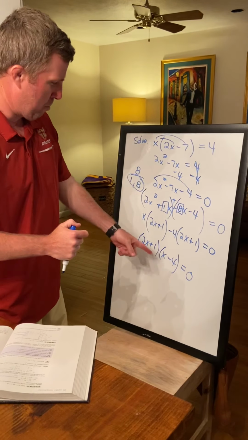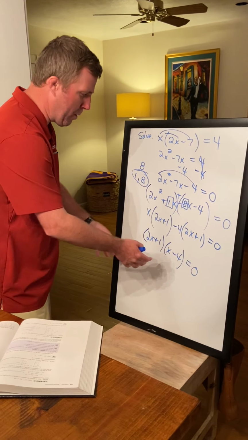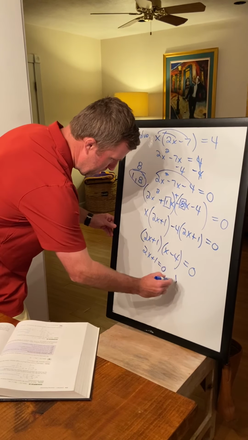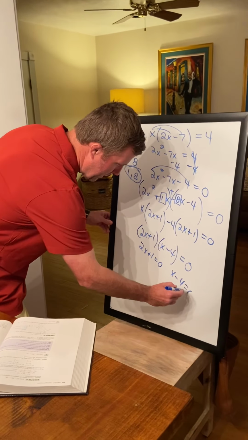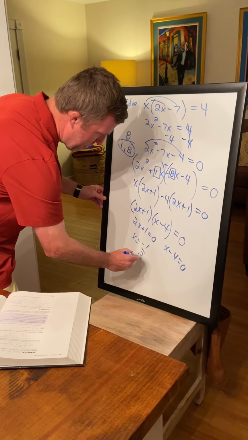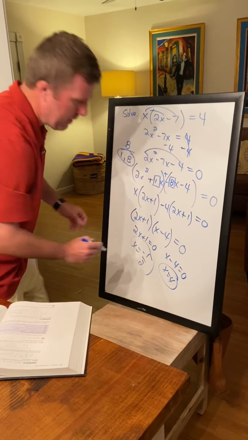The zero product property states that one of these has to be equal to 0. We set both of them equal to 0. I subtract 1, then divide by 2. I get x is negative 1/2. I add 4 to each side. I get x is 4.